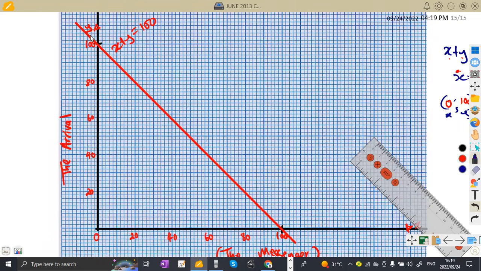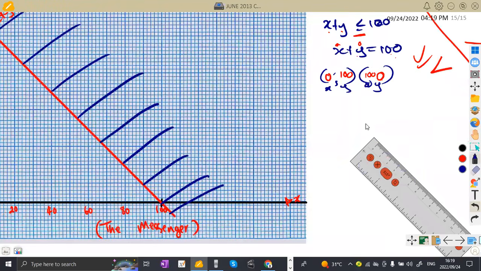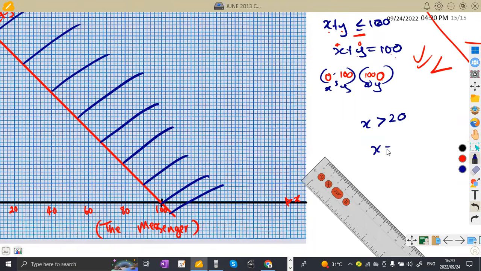So we're going to shade the one that we do not need. That is what they mean when they say shade the unwanted region. Okay, so this is what you're going to do. We have shaded the unwanted region. We move on to the other one. It was X is greater than 20. So you just need to draw the line of X is equal to 20. We draw the line of X is equal to 20, which is a broken line because it's greater than.